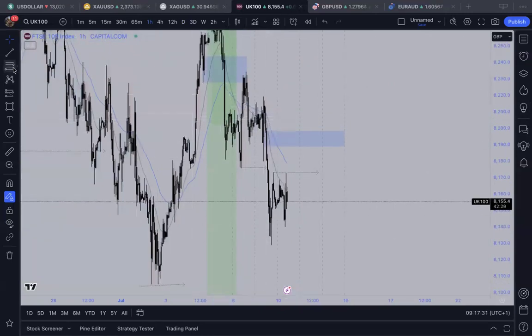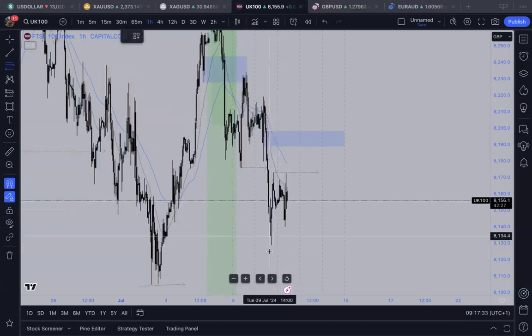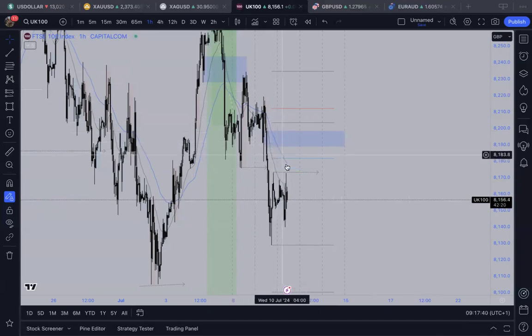We do have a little imbalance in here on the daily. If we use our fib from our low to our high, anywhere above the 50% is going to be valid. If price starts coming in here and on a lower time frame we do start shifting lower, that will be a good place to sell.